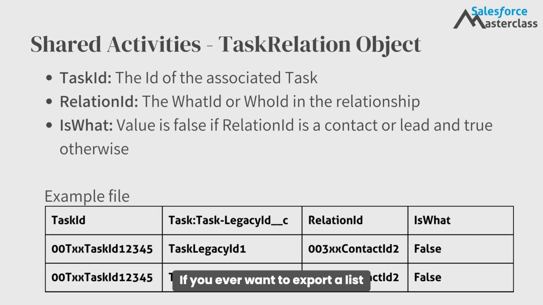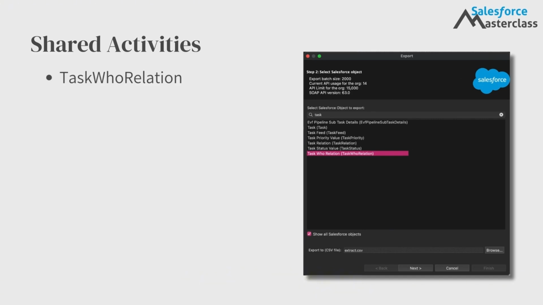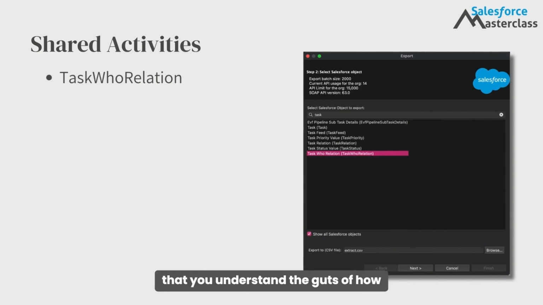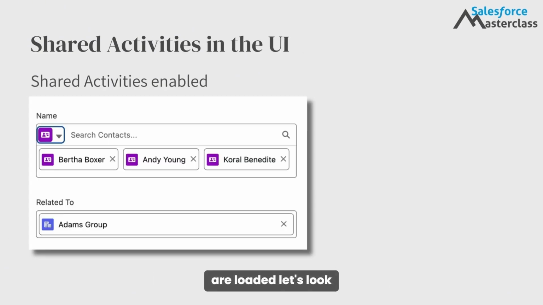If you ever want to export a list of all the who relationships, look for the table named Task Who Relation in Data Loader when you choose the export function. Now that you understand the guts of how these task relationships are loaded, let's look at how the UI is altered when shared activities is enabled.